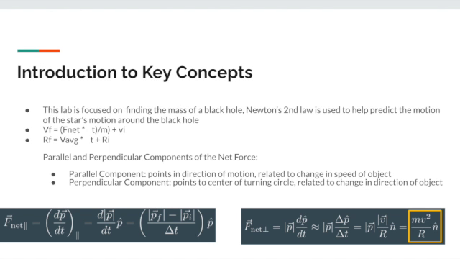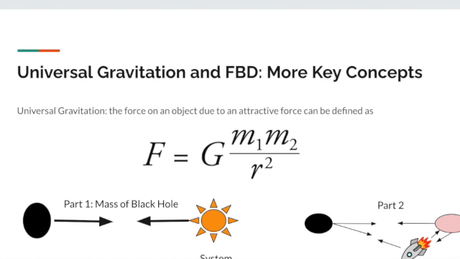Another key concept is the parallel and perpendicular components of the net force. The parallel component, shown in the left screenshot, points in the direction of motion. It is related directly to the change in speed of the object. The perpendicular component points to the center of the turning circle and is related to the change in direction of the object, and that's on the right.